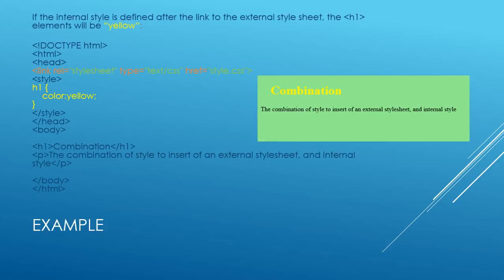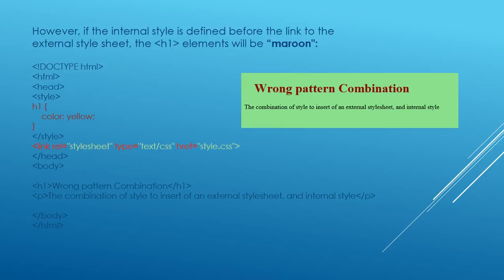If the internal style is defined after the link to the external style sheet, the h1 elements will be yellow. However, if the internal style is defined before the link to the external style sheet, the h1 elements will be maroon.